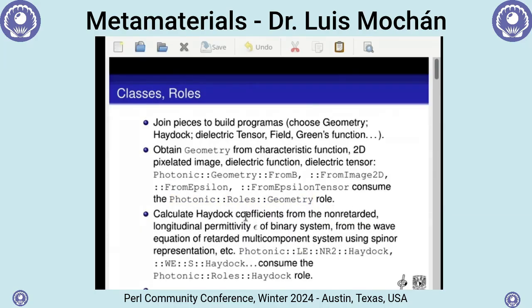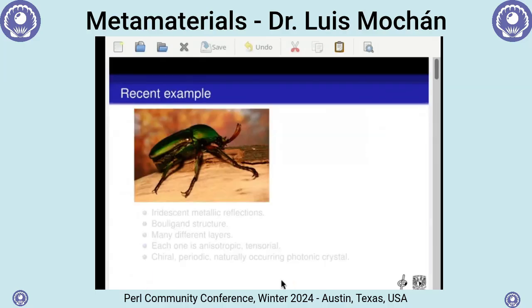Similarly, the Haydock coefficients can be obtained for the longitudinal electric field in the non-retarded case, or from the wave equation using a spinor representation. And there are many ways of calculating it. So there is a Haydock rule that avoids repeating codes for all the different situations.